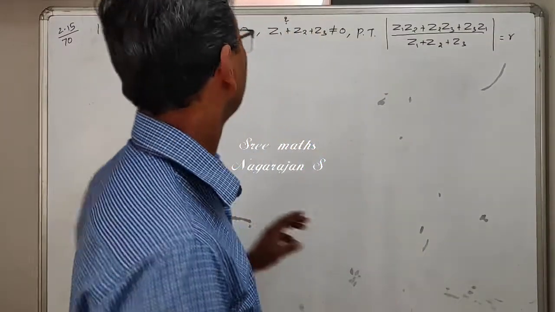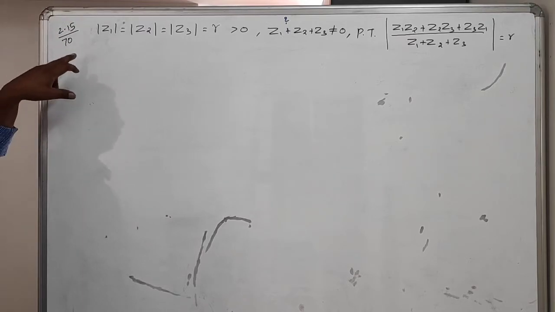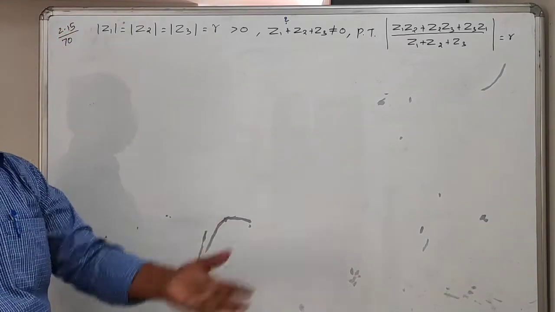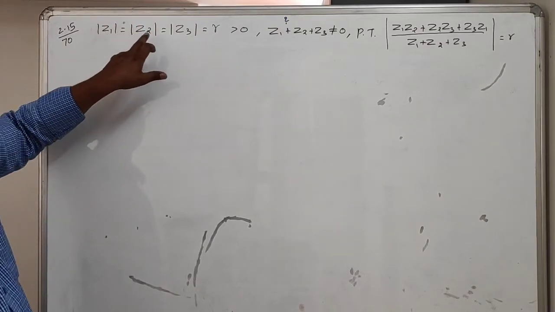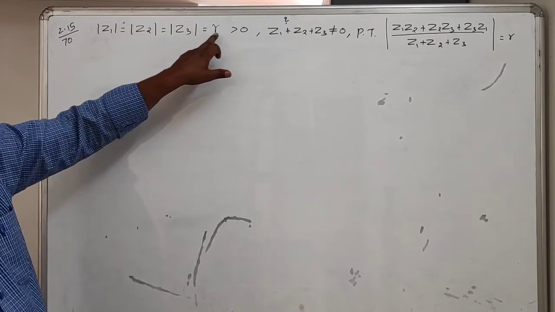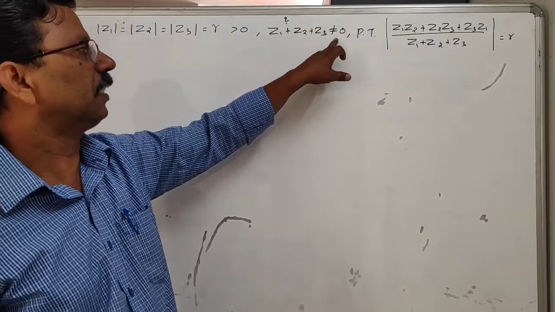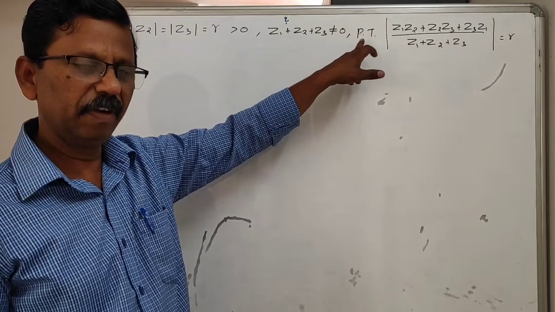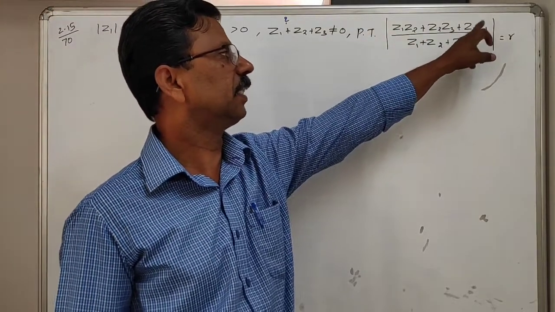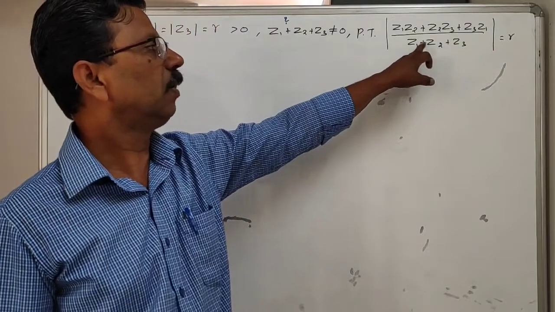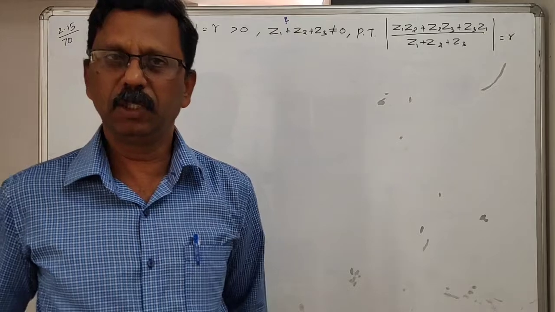Next problem. So this is example 2.15 given at page number 17. For any three complex numbers Z1, Z2, Z3, given that modulus Z1 equal to modulus Z2 is equal to modulus Z3 is equal to R, which is greater than 0, and Z1 plus Z2 plus Z3 is not equal to 0, then we need to prove that modulus of (Z1 Z2 plus Z2 Z3 plus Z3 Z1) by (Z1 plus Z2 plus Z3) is equal to R. This is also very similar to the previous problems.